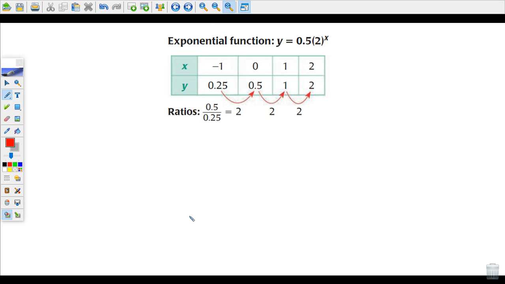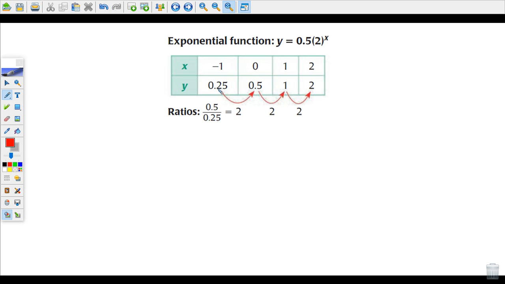Here's an example of an exponential function. They're showing you that the ratios are all equal. 2 divided by 1 is 2. 1 divided by a half is 2. 1 half divided by 1/4, or 0.5 divided by 0.25, is also 2. So the ratios are all equivalent to 2.